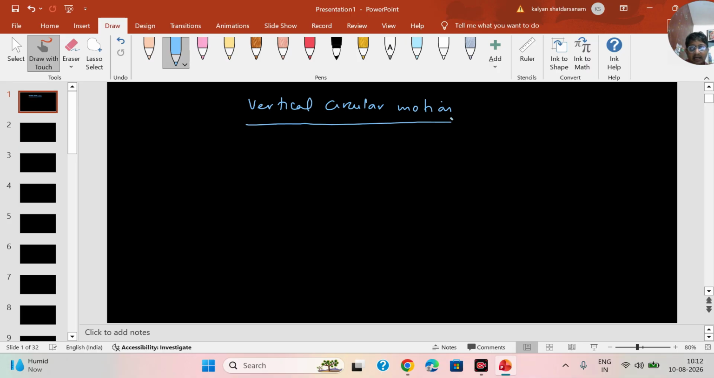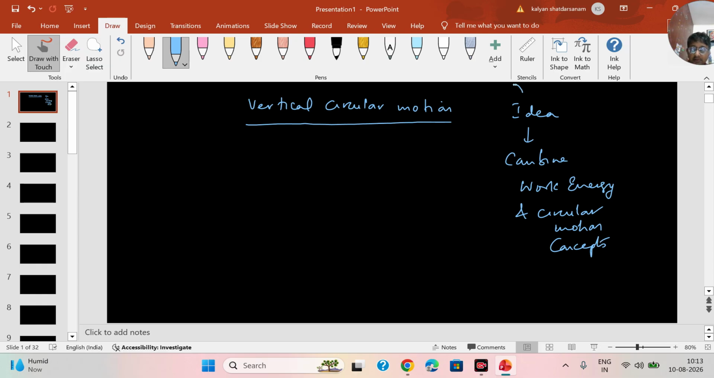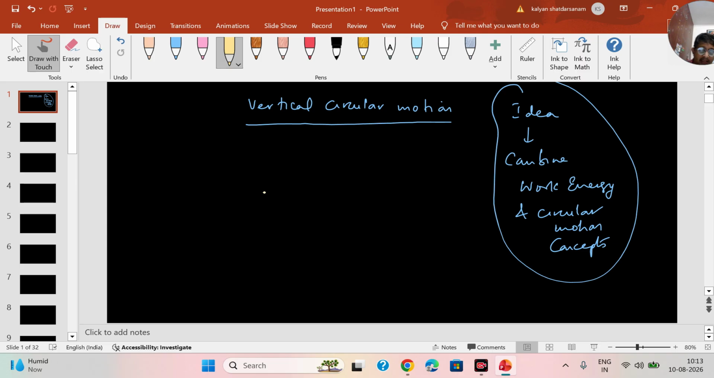So essentially, my idea is to combine work energy and, to a certain extent, circular motion concepts. That is my idea. So this topic actually does that. It is combining work energy and circular motion. So let's see what is the main idea here.